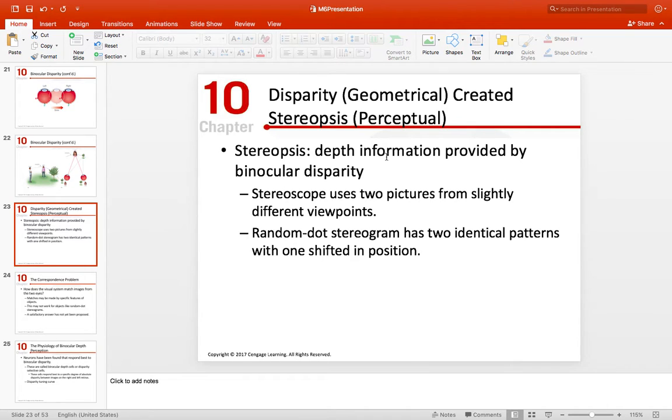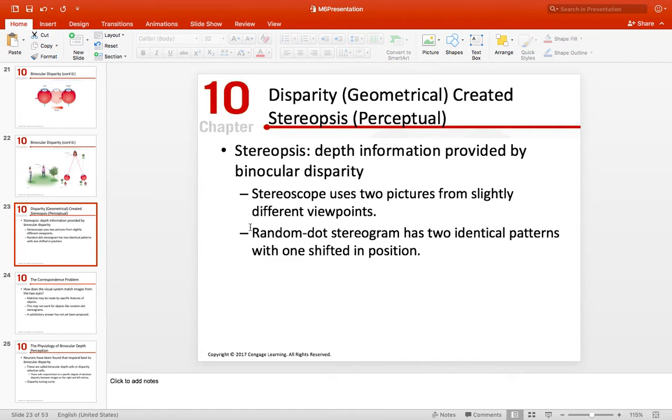But stereopsis, depth information provided by binocular disparity. Stereoscopes can utilize this. As a kid, we had what are called ViewMasters, where each eye gets a slightly different, disparate image of the same scene, and it creates a sense of depth.